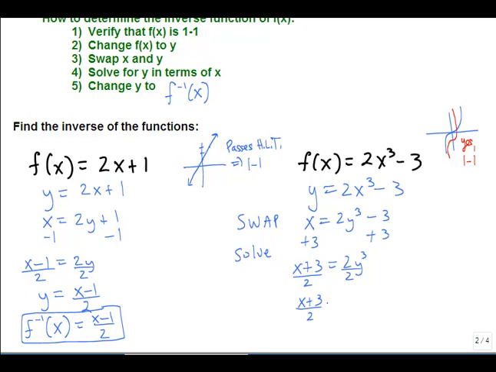And then finally, I want to undo the cube on our y. And what's it going to take to undo a cube? Well, the inverse of a cube is a cube root. So we're going to need to take a cube root of both sides, so that cube root and that cube cancel out. And what we end up with is y equals the cube root of x plus 3 all over 2. Or if we use our function notation and change this to f inverse of x, we get the cube root of the quantity x plus 3 all over 2.